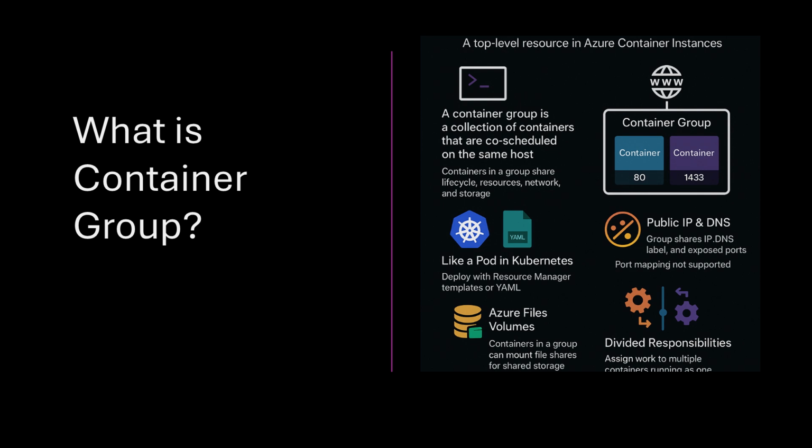For app monitoring, a dedicated container can be responsible for sending health checks to your main app container. If something goes wrong, it can trigger alerts automatically. And for front-end and back-end architecture, you can run a front-end container that serves your UI and a back-end container that processes logic or data queries, all inside a single group, all within the same lifecycle.